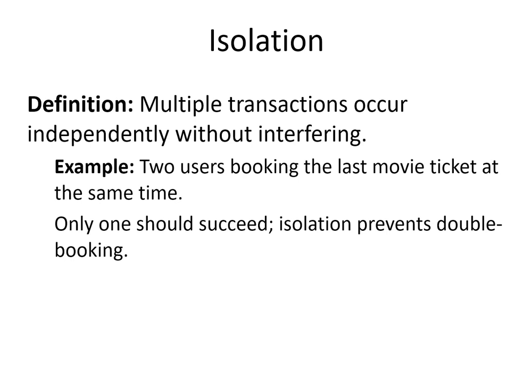For example, two users booking the last movie ticket at the same time. Only one should succeed. Isolation prevents double booking.